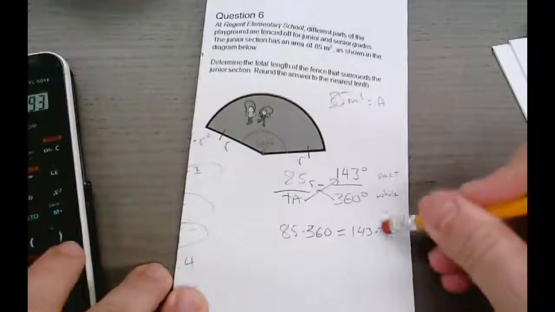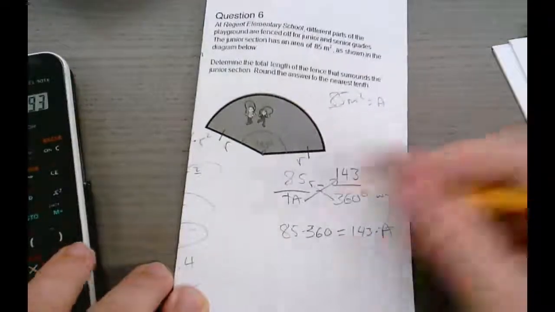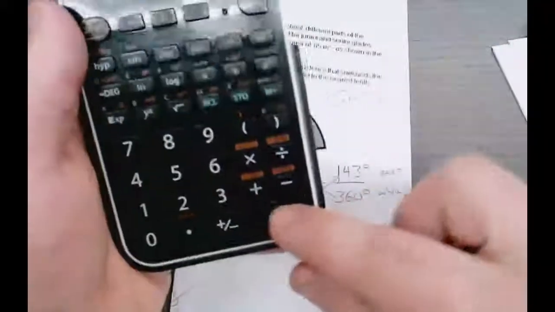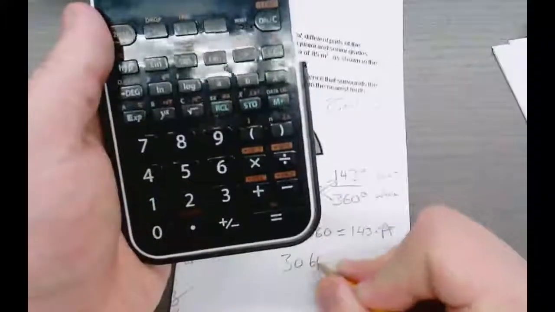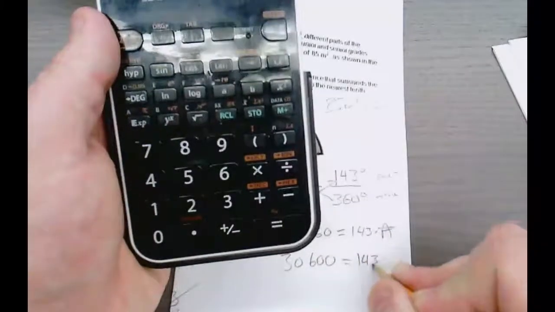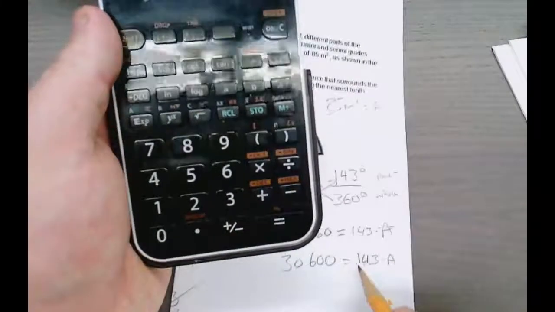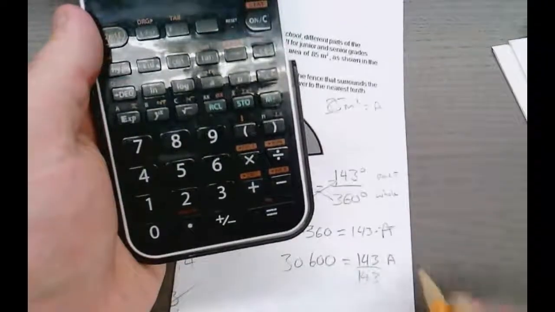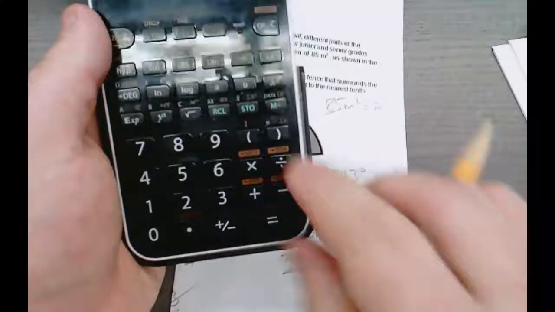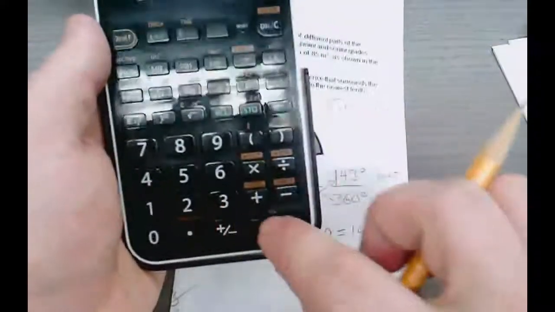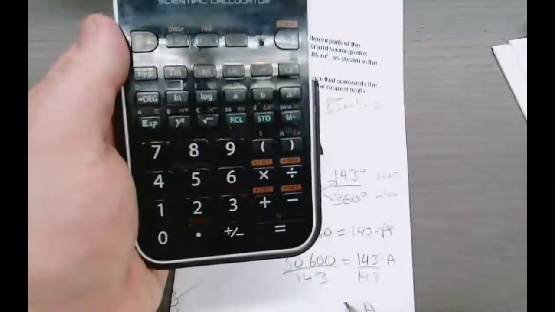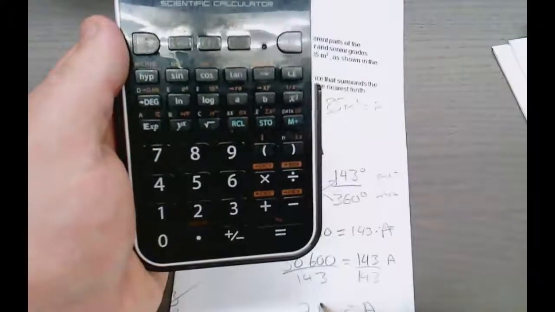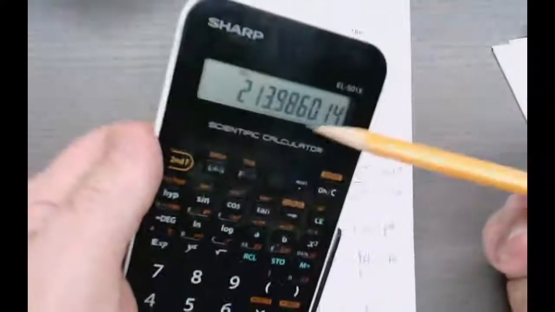Let's use A, so the area is A. 85 times 360 gives us 30,600, a big number, equal to 143 times A. So we divide by 143 on both sides, the opposite operation, to keep it balanced. So this divided by 143 equals the total area, which is 213 and some decimals.